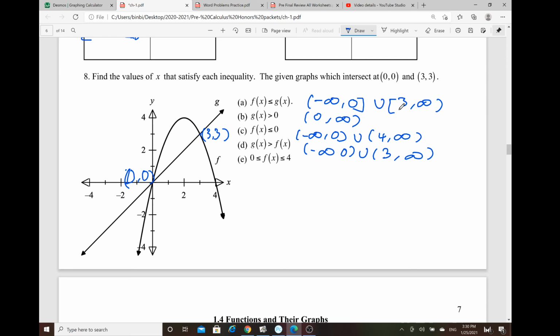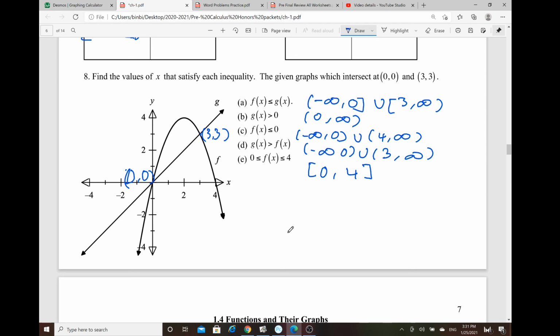And then what about the range between 0 and 4 for f of x? Range between 0 and 4. So right over here. So from 0 to 4. Again, the function from 0 to 4, the boundary. So that happens right between 0 and 4. So what a coincidence. It's the same as the domain.